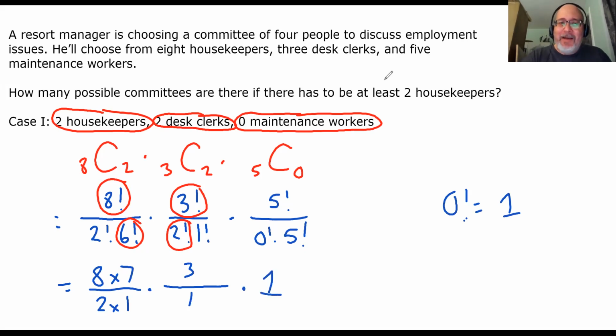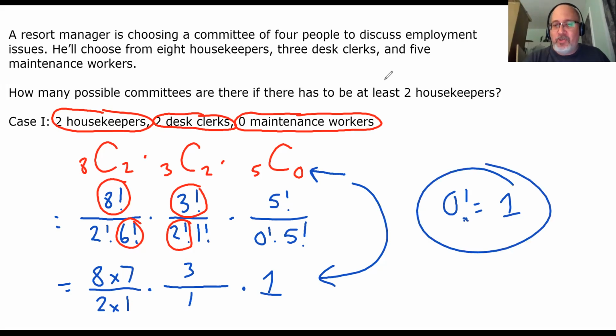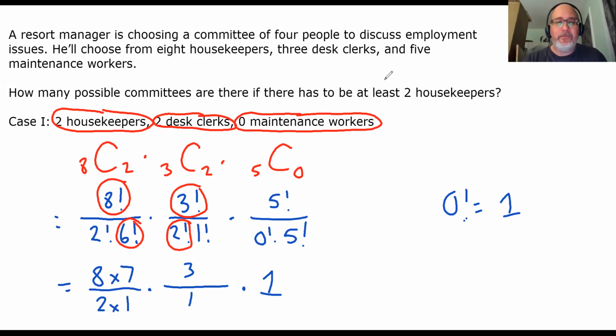In fact, anytime you do a combination and the second number is 0, it's always going to equal 1 for the same reason. The 0 factorial is 1, which is ignorable. The other 2 factorials will match and cancel each other, and you just end up getting 1.